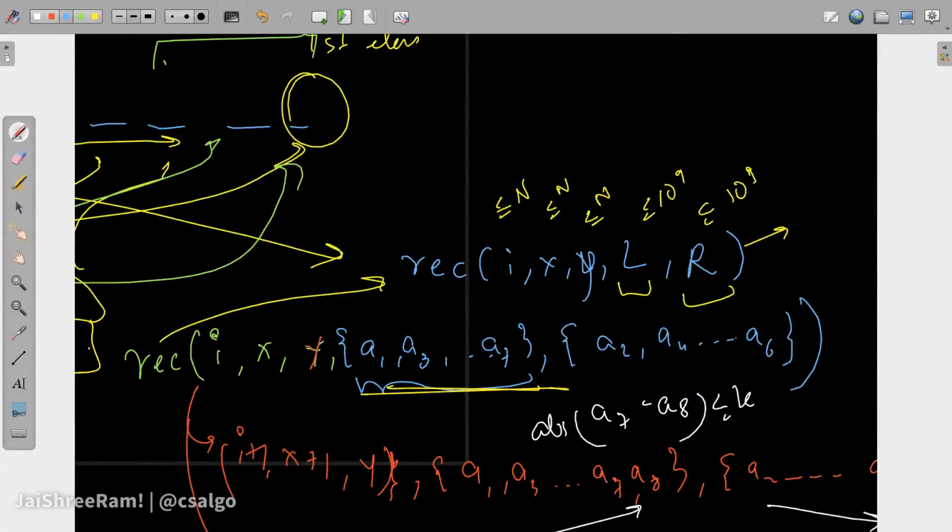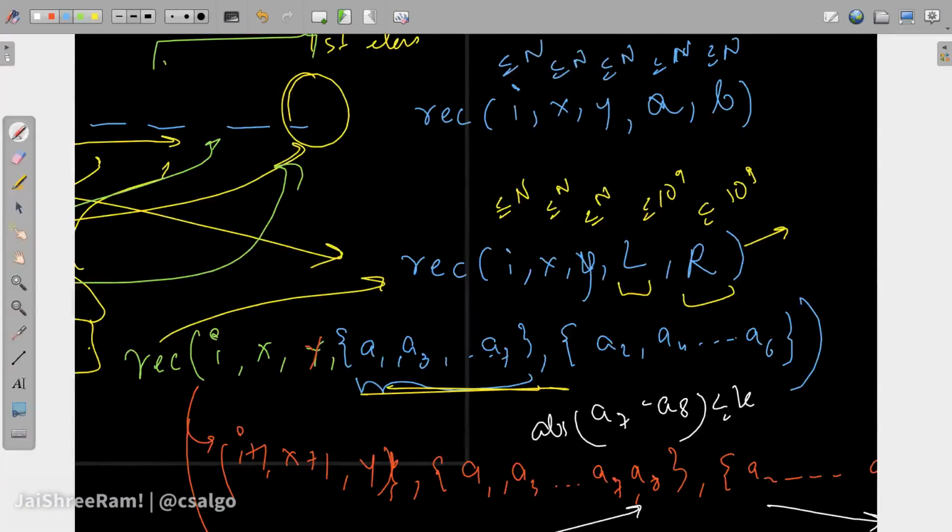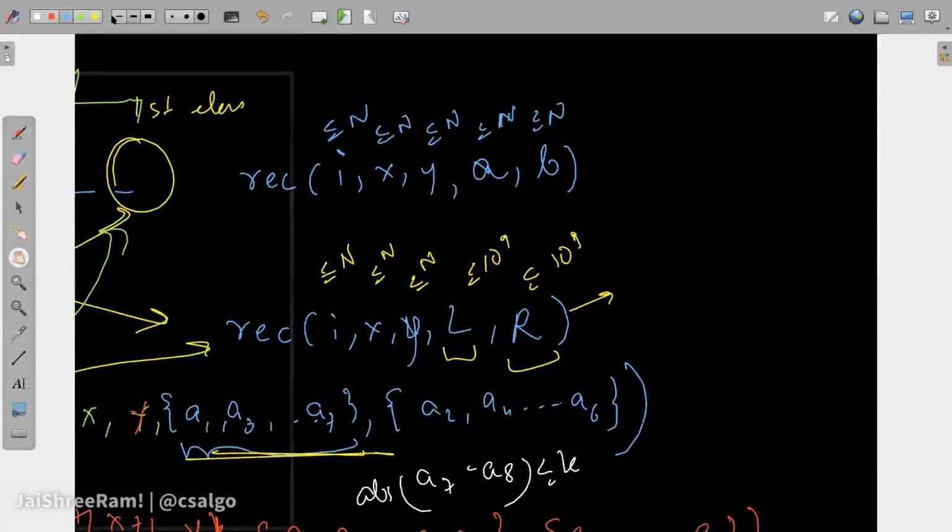So I can write the recurrence in this form: recurrence of I, x, y, and the last element of the left came from, let's say, index A in the sorted array, and the right came from index B. Now these values are fixed and can be up to n. So everything can now only be up to n. This is something that we can memoize easily, and we can use order n to the power 5 DP in this.